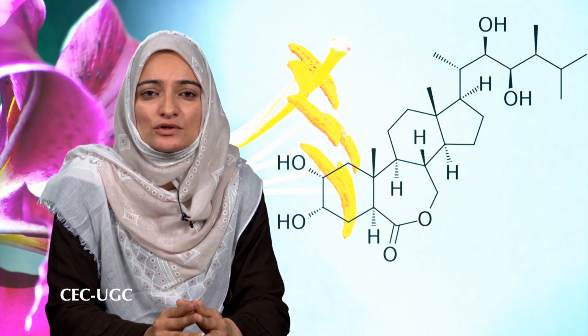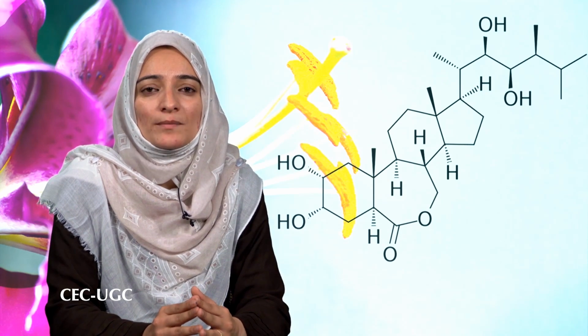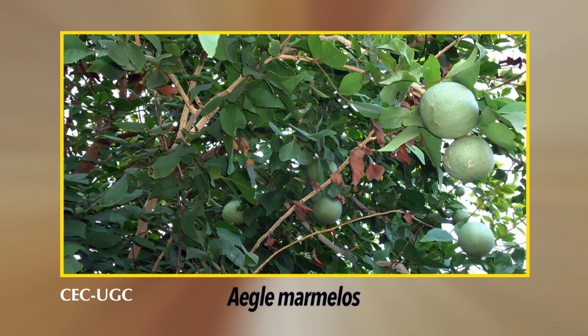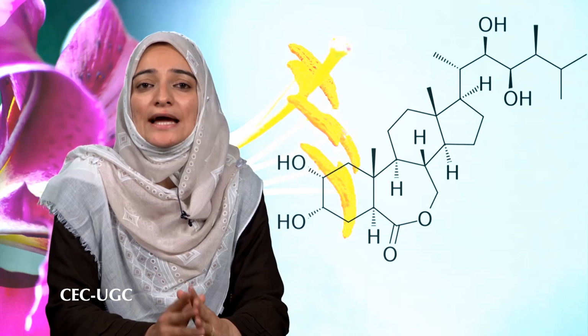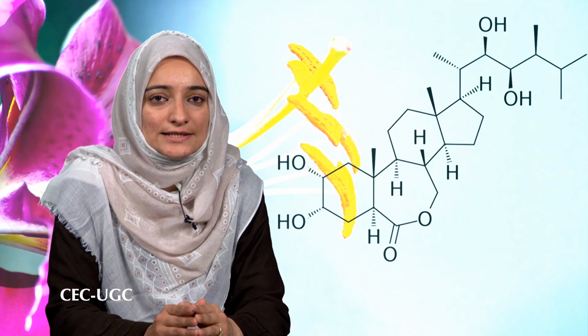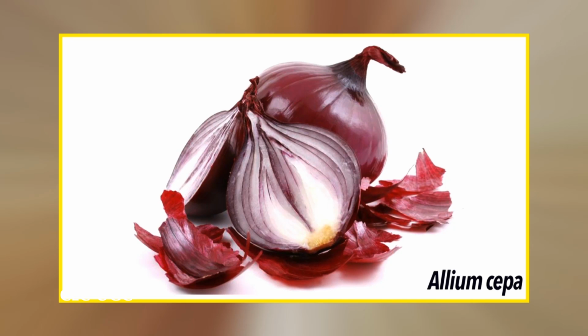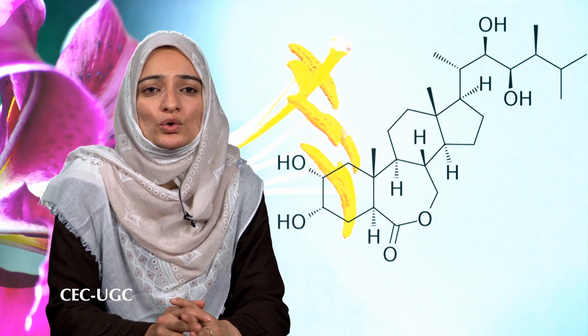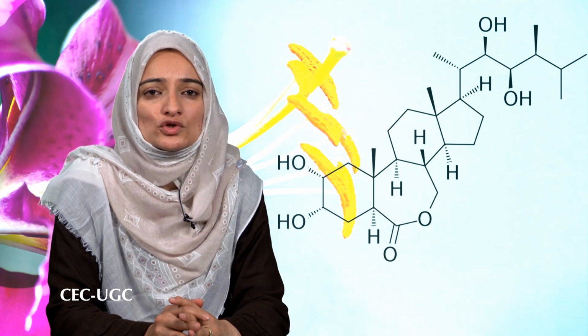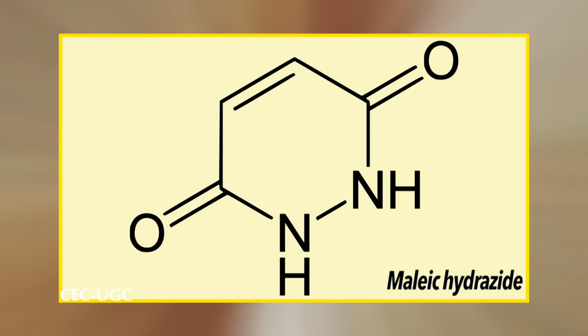24-epibrassinolide, a brassinosteroid isolated from Aegle marmelos, was further evaluated for the antigenotoxicity against maleic hydrazide induced genotoxicity in the Allium cepa chromosomal aberration assay. It was shown that the percentage of chromosomal aberrations induced by maleic hydrazide declined significantly with 24-epibrassinolide treatment.